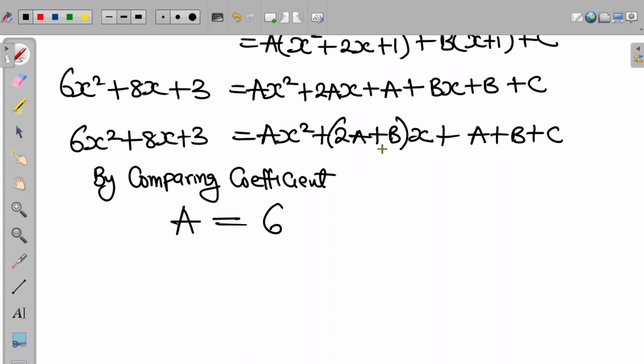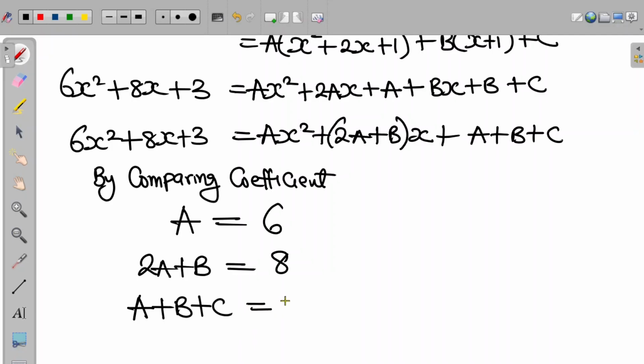Now again, we have (2a plus b) multiplied by x, and we have 8x here. So at the right hand side, the coefficient of x is 2a plus b, and at the left hand side is 8. So we have 2a plus b is equal to 8. Now also, we have that a plus b plus c is equal to the constant term 3. So we have a plus b plus c is equal to 3. Let's call here equation 1, call here equation 2, and call here equation 3.